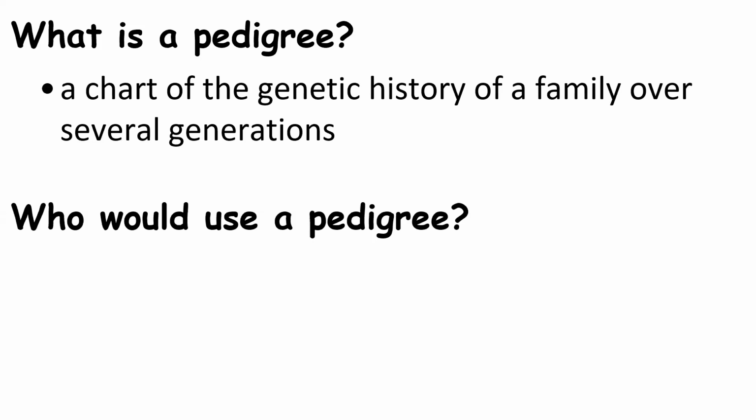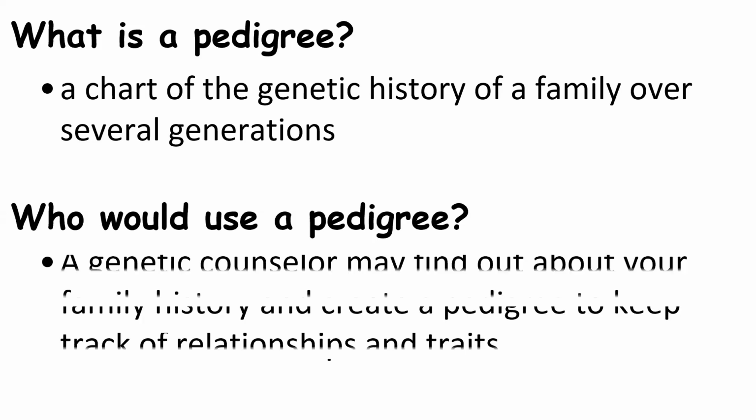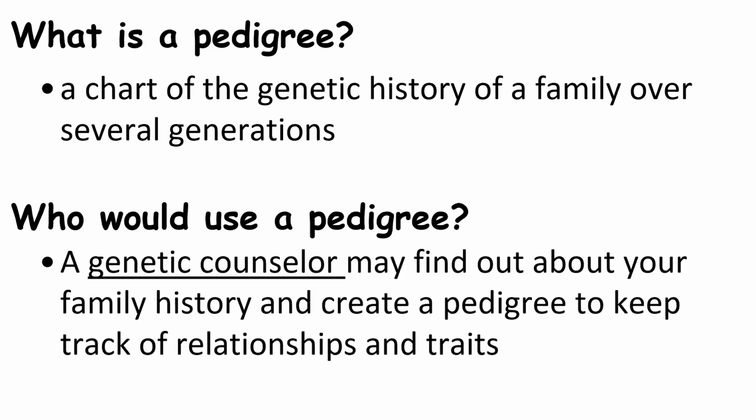So when you're looking at a pedigree, that picture I just showed you, it's just a family tree. It's a chart of the history of the family over several generations. And there are actually jobs out there called genetic counselors who would most use a pedigree to help illustrate to a family what their risks are when they're tracking family history of a certain, usually a disease, in that family.